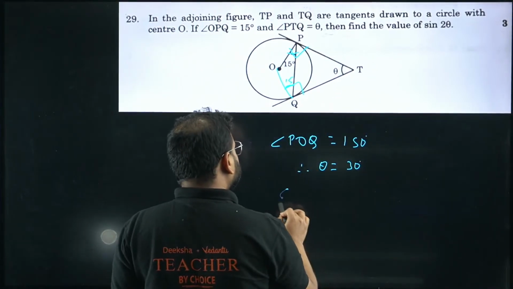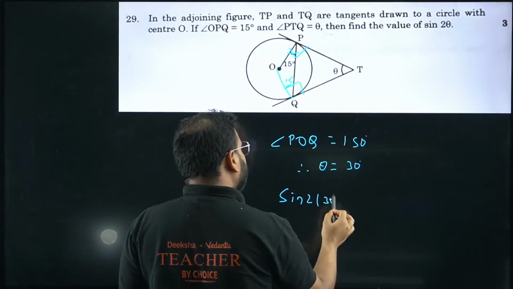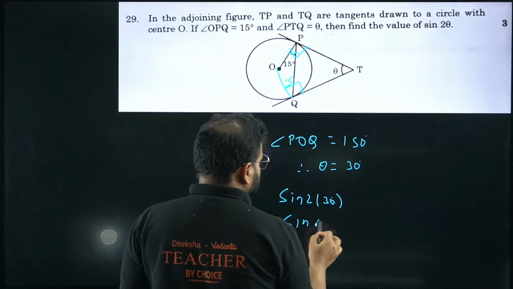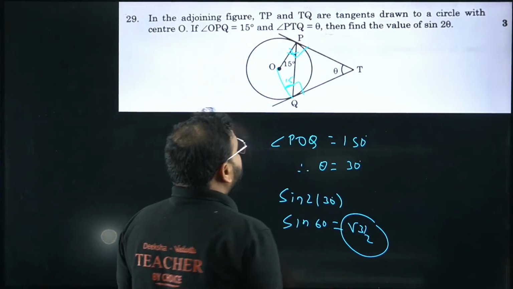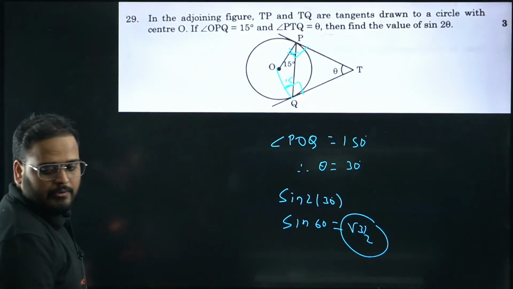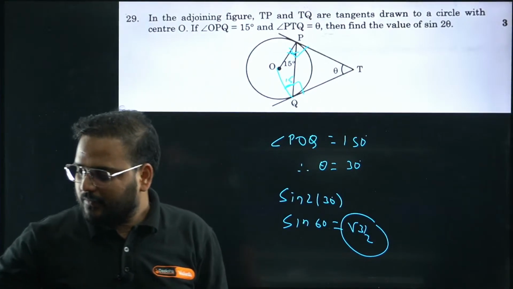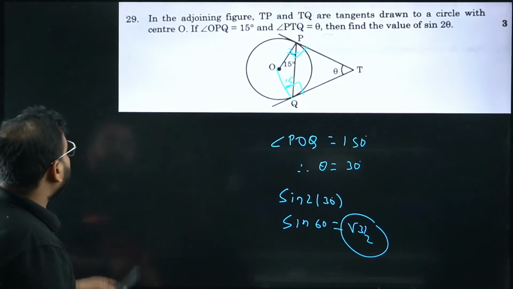What are they asking, sir? Sine 2 times of 30 degree. So sine 60 degree. How much is that? Root 3 by 2. Done. This is done, sir. 29th is also done. Have a look. Okay. Moving on now. 30th.